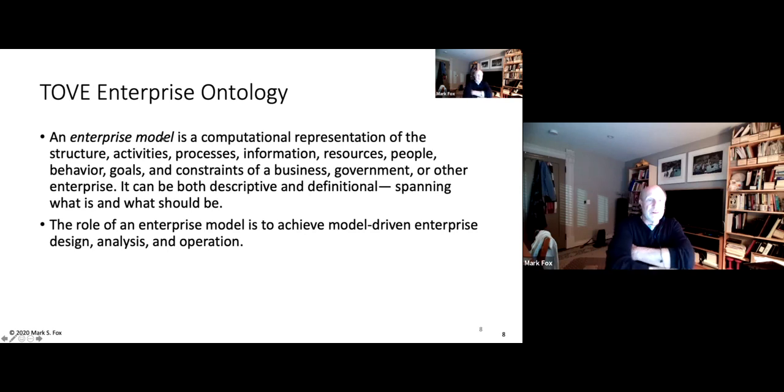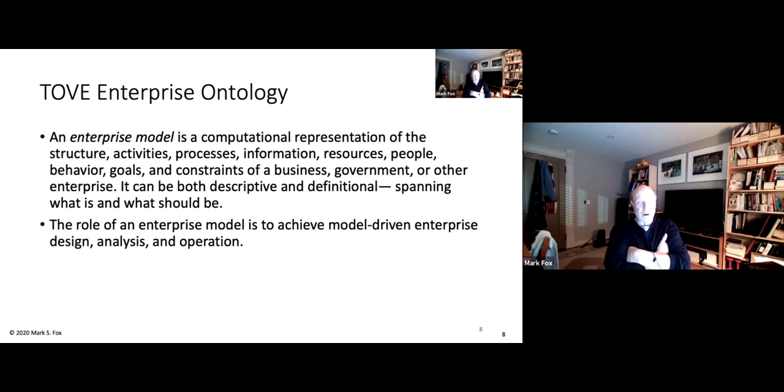The TOVE Enterprise Ontology was meant to provide a knowledge representation of what happens in any type of enterprise. In other words, the goal is to create a computational representation of the structure, activities, processes, information, resources, people, behavior, goals, and constraints of a business, government, or other enterprise. And the whole point of doing this is that it can be both descriptive and definitional, spanning what is and what it should be. And ultimately, for the enterprise model, this ontology, to achieve model-driven enterprise design, analysis, and operation.